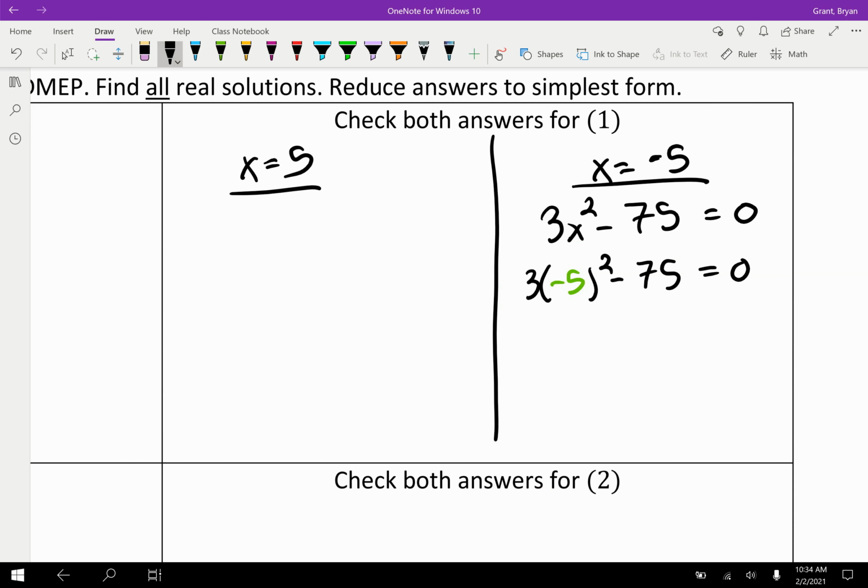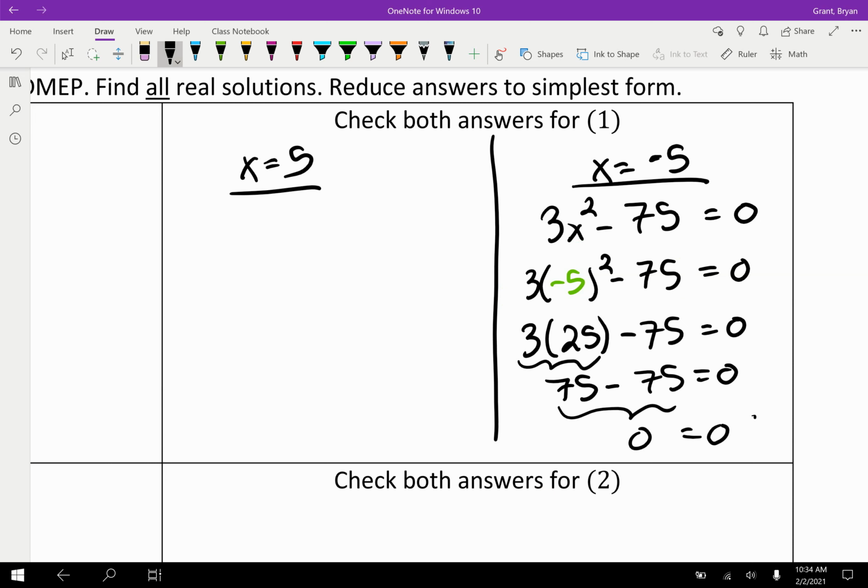Then we do the exponent. Negative 5 squared is 25. Negative 5, negative times a negative, right? Now we're on the multiplication and division. 3 times 25 is 75. And finishing off, 75 minus 75 is 0. We got the answer right. If you ever finish early on a test, you should do this process. You should go back through and check each of your answers and make sure you are correct.